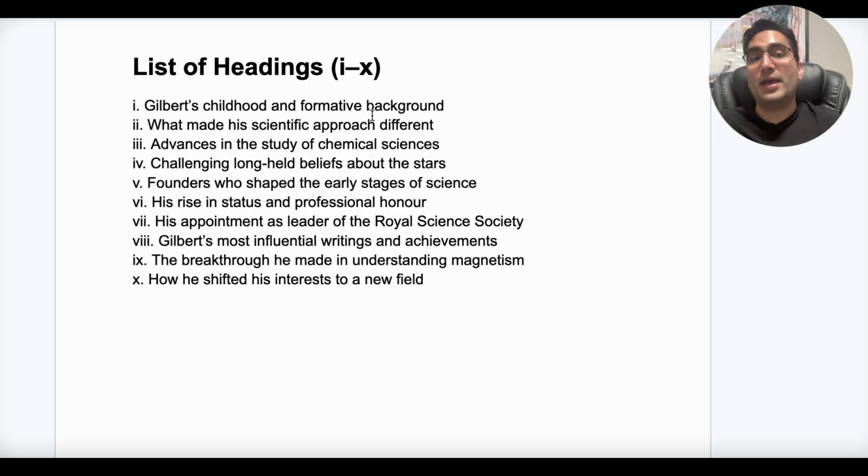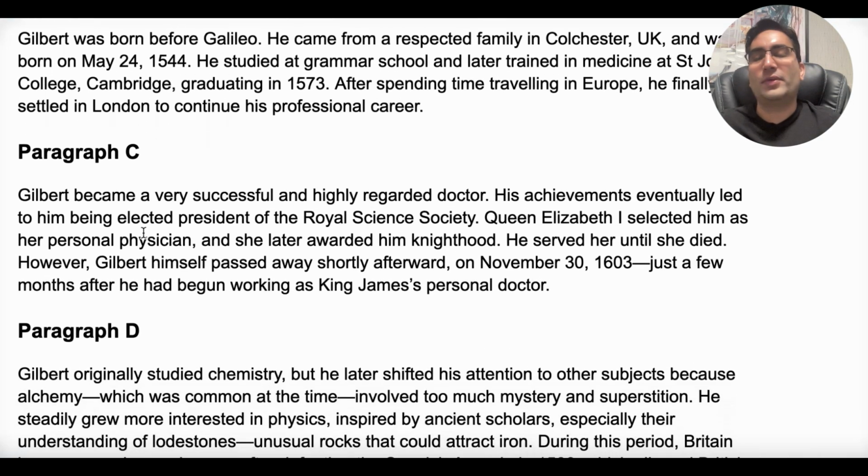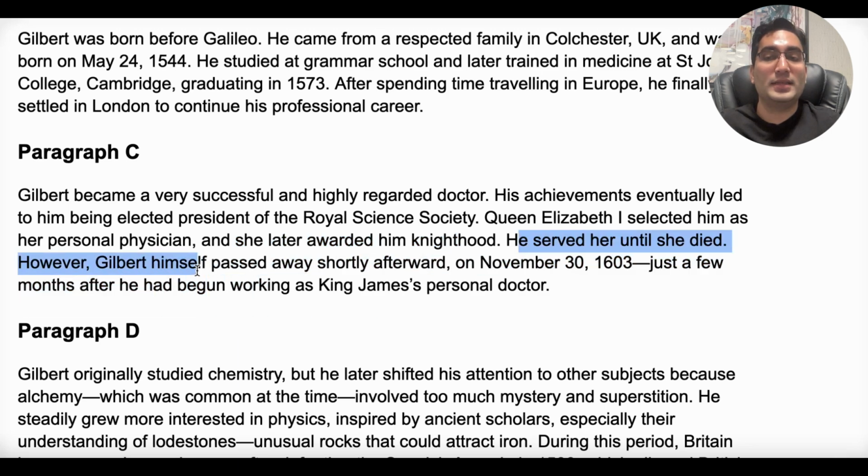So with list of headings, you have the luxury of skimming through. For example, let's try paragraph C. Gilbert became a very successful, okay, so he became a big deal. Gotcha. He had achievements, he was elected, fine. Even Queen Elizabeth selected him for something, so it must be a big deal. He was later awarded something, he served until he died, and then Gilbert himself passed away after. Okay, so he passed away just a few months after.